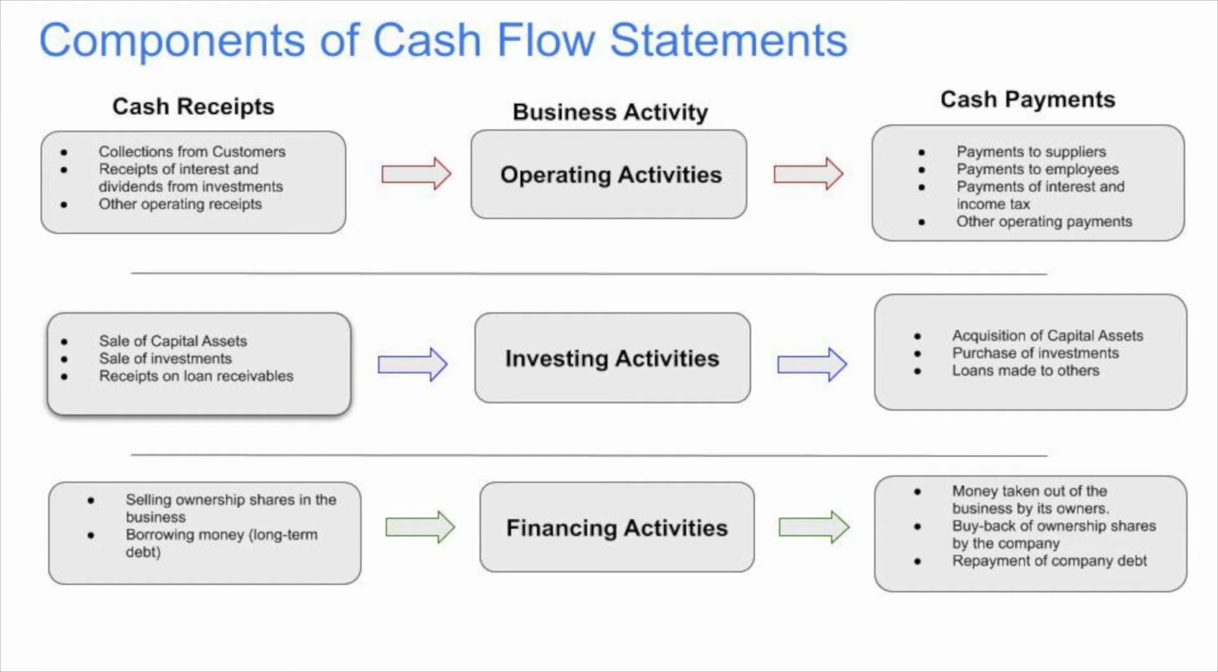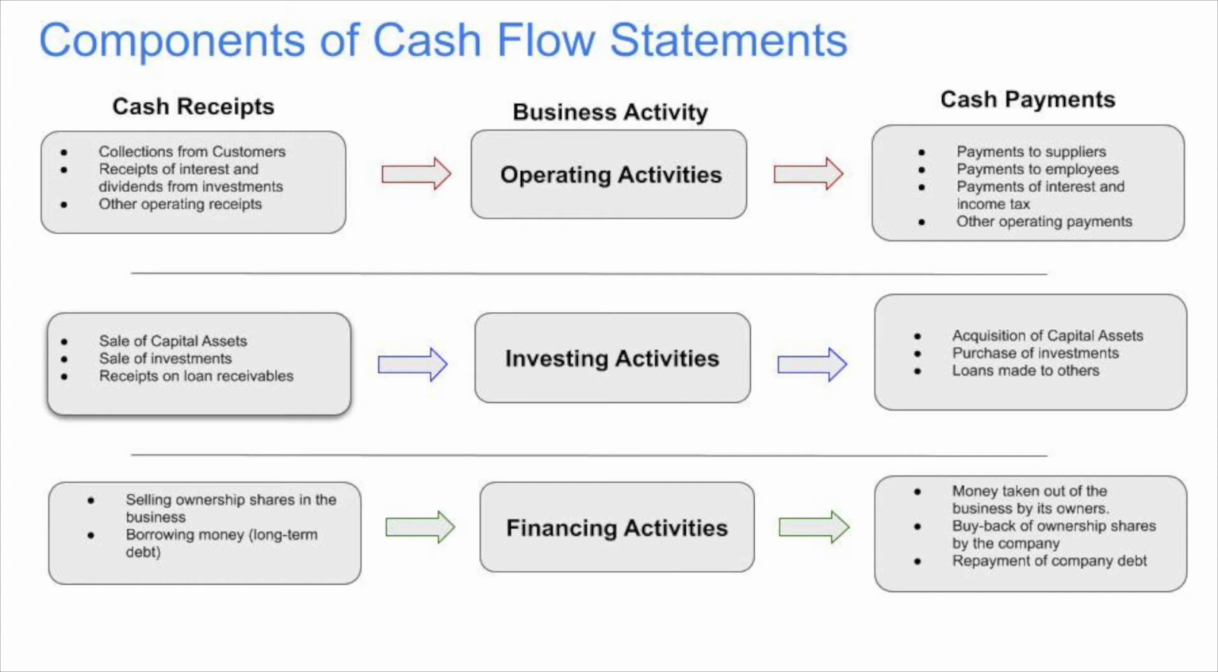Finally, we look at financing activities. When we think about financing activities, it relates to the owners, or it relates to loans that the owners draw down. So, for example, cash receipts come from selling ownership shares in the business. If you sell a share of the business to someone else, that money comes in from them. They own part of the business, and in return they pay you money.